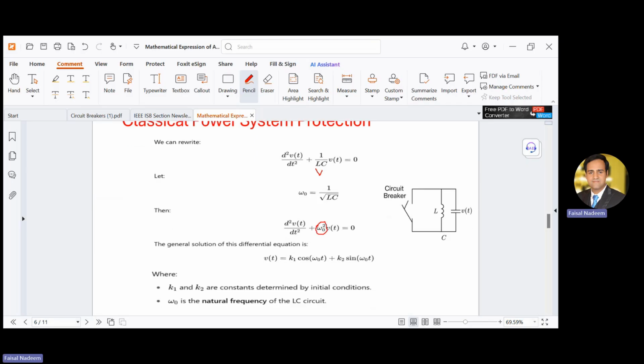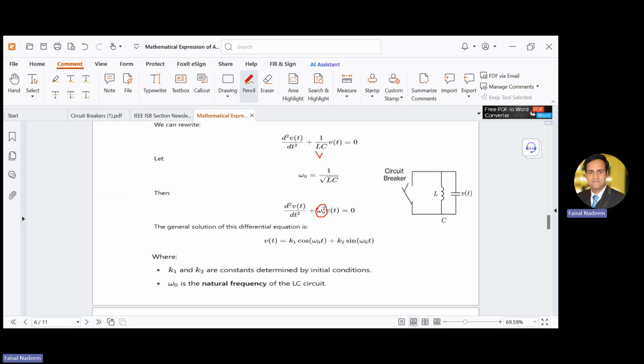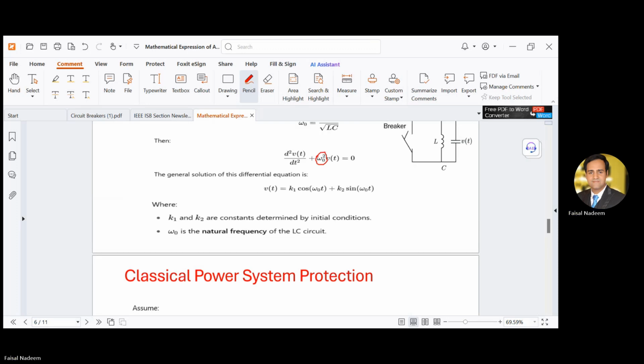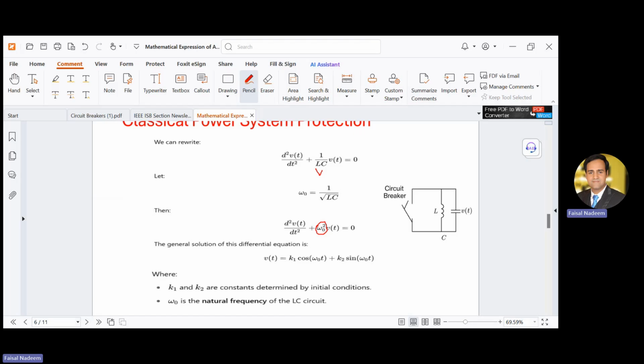So the general solution of this differential equation is Vt equal to K1 cos omega naught t plus K2 sin omega naught t. You are aware of this fact that for having the value of Vt, we must have the values of K1 and K2. And K1 and K2 can only be determined by using the initial conditions. So now we will apply the initial conditions for this problem and then find out the value of each of K1 and K2.